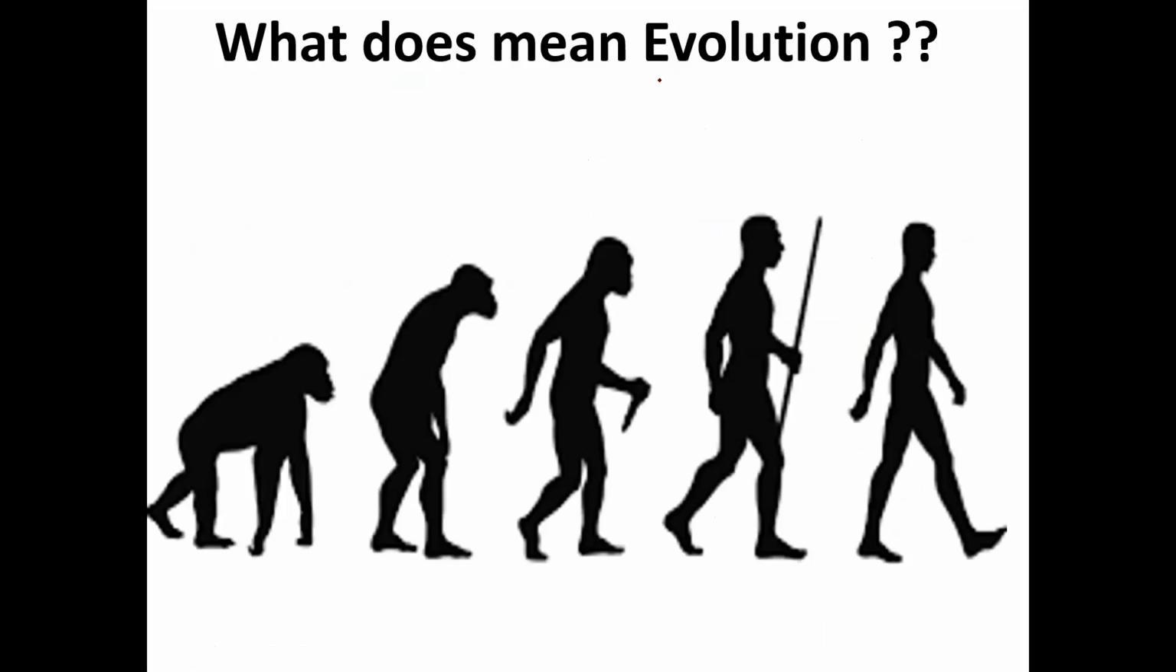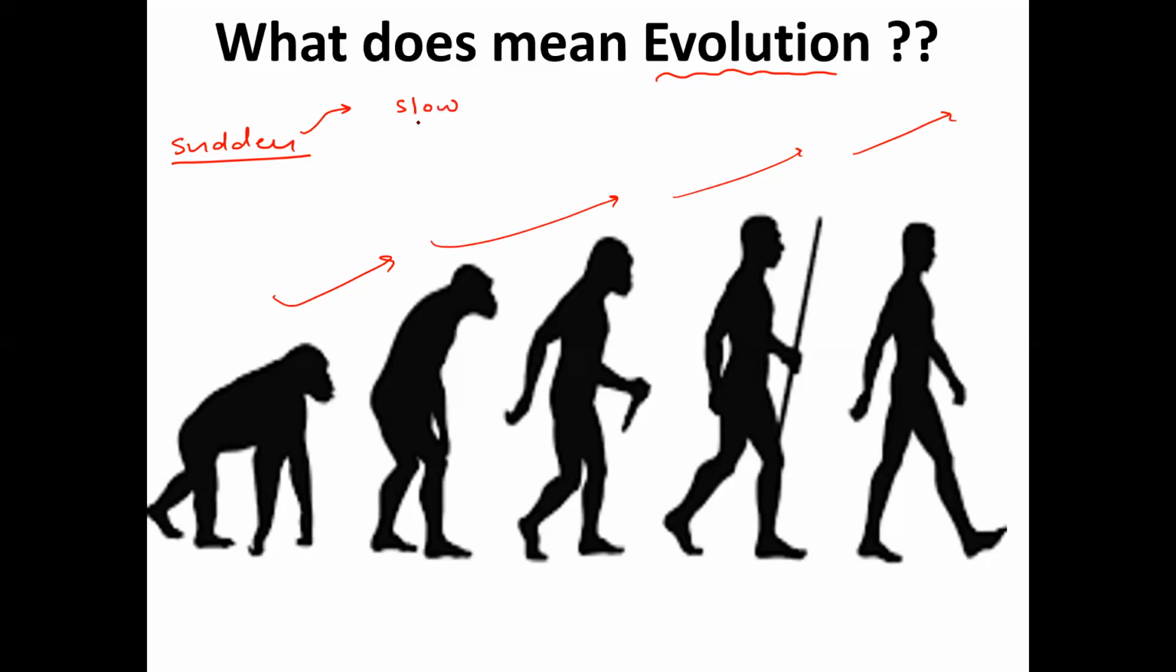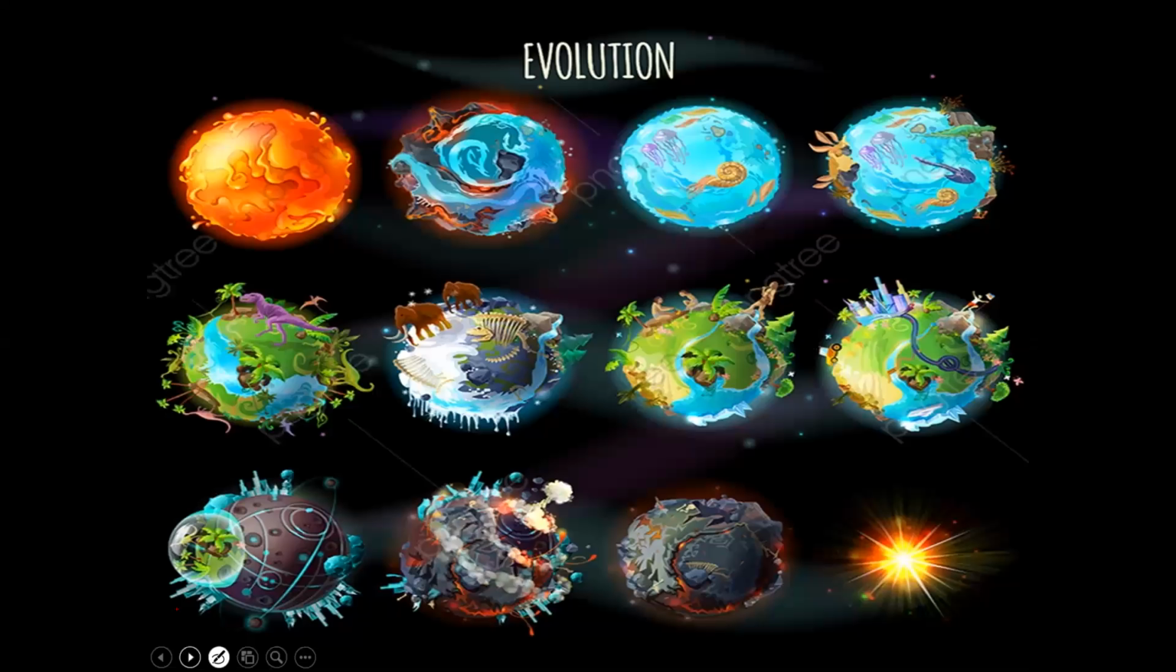First, what do you mean by evolution? As you can see in the picture, in the first picture we have gradually developed. These are all stages of the development of humans. It is not all of a sudden. This is not a sudden change. This change is very slow. Am I right? So such a slow and gradual change is called evolution. We have to study both human evolution as well as evolution of the earth.